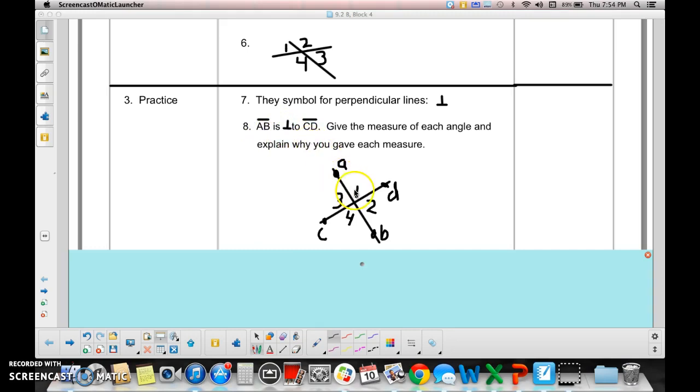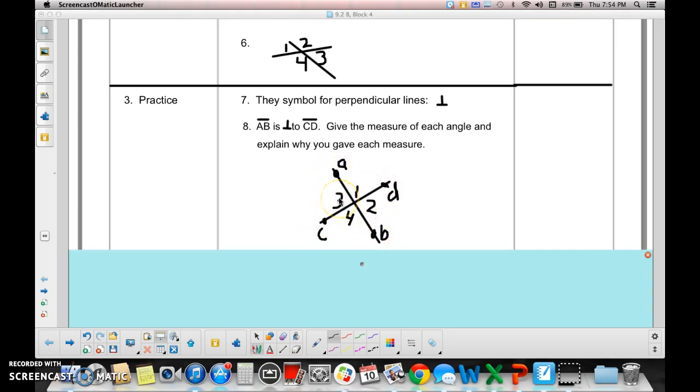What it's asking us to do is give the measure of each angle and explain why you gave each measure. This is a really easy one. Because you know that AB is perpendicular to CD, we know that every single angle is 90 degrees. Therefore, angle 1 is 90 degrees because we have perpendicular lines. Angle 2 is 90 degrees because we have perpendicular lines.